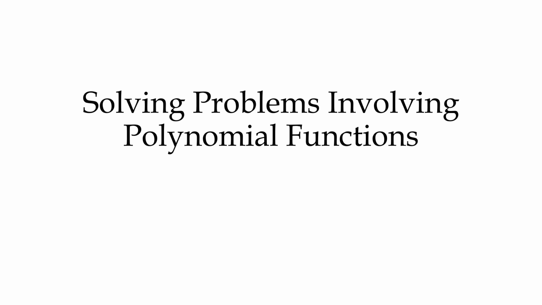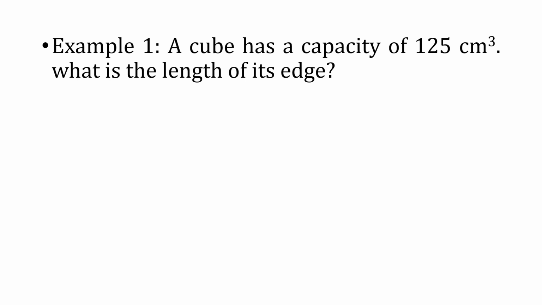Right now we're going to solve the first problem. Example number 1. A cube has a capacity of 125 cubic centimeters. What is the length of its edge? Now to solve this, we will use an appropriate formula in this problem. So the formula is V sub cube is equal to s cubed.